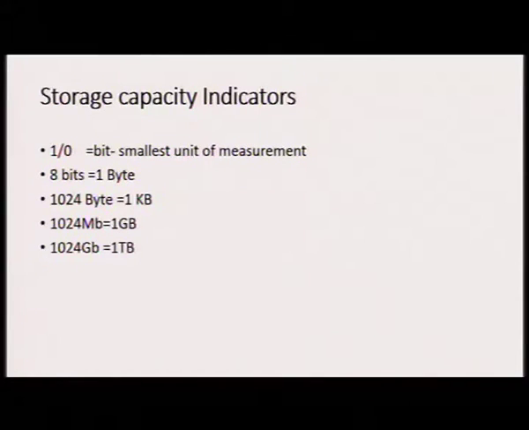Then 1,024 bytes equal 1 kilobyte. Then 1,024 megabytes equal 1 gigabyte. Then 1,024 gigabytes equal 1 terabyte.